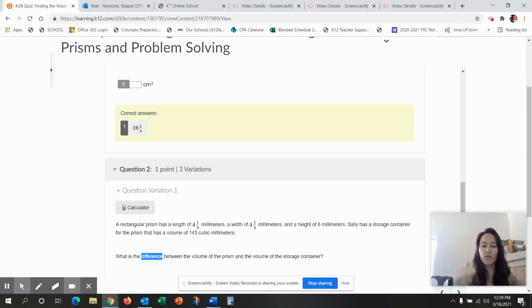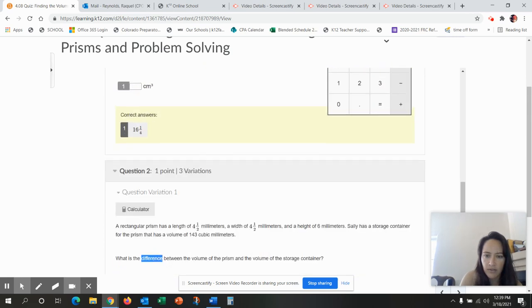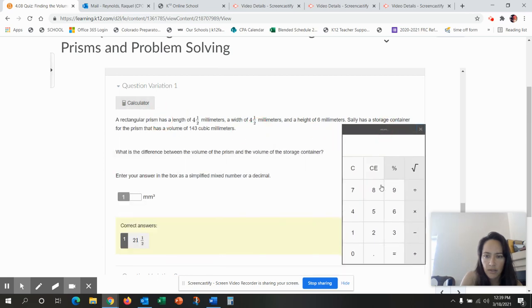So when they ask you for this for volume, you're going to take the volume of the bigger one, subtract the volume of the smaller one, and you'll find the difference, the space that they would have that's different. So let's try that. 4.5 by 4.5 by 6. I'm going to use my calculator. All right, 4.5, because it says we can still use a decimal, times 4.5 times 6.